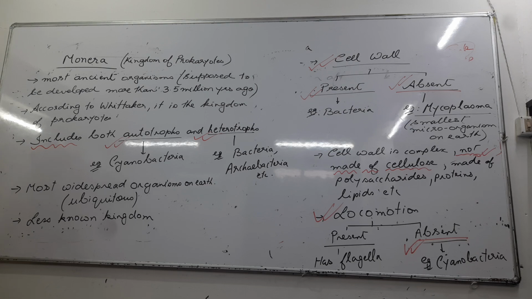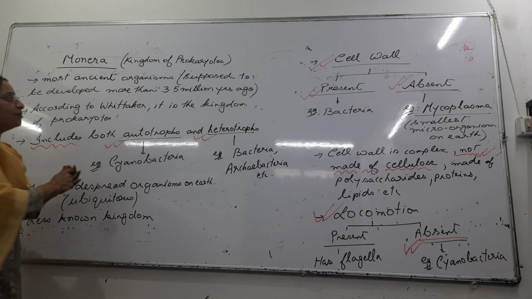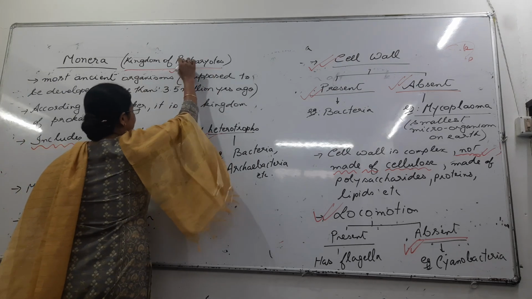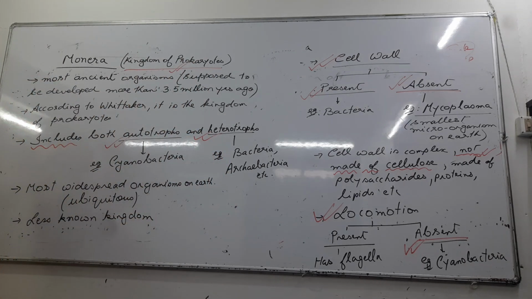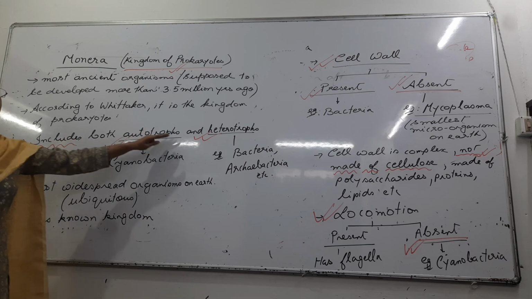Hol likha? Okay. So, most ancient organisms we understood, nothing to explain, right? According to Whitaker, it is a kingdom of. So, question I have, Monera is a kingdom of prokaryotes, but the kingdom of prokaryotes is Monera, right? Next is, it includes both autotrophs and heterotrophs.